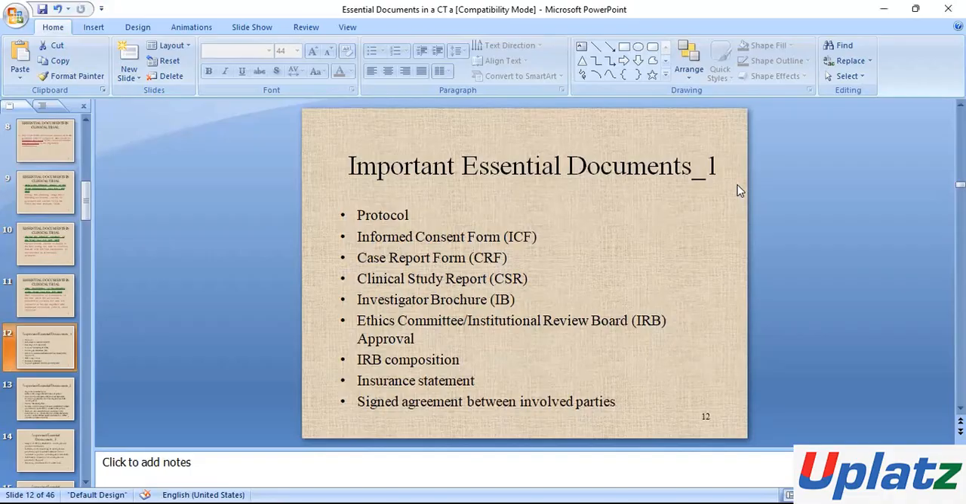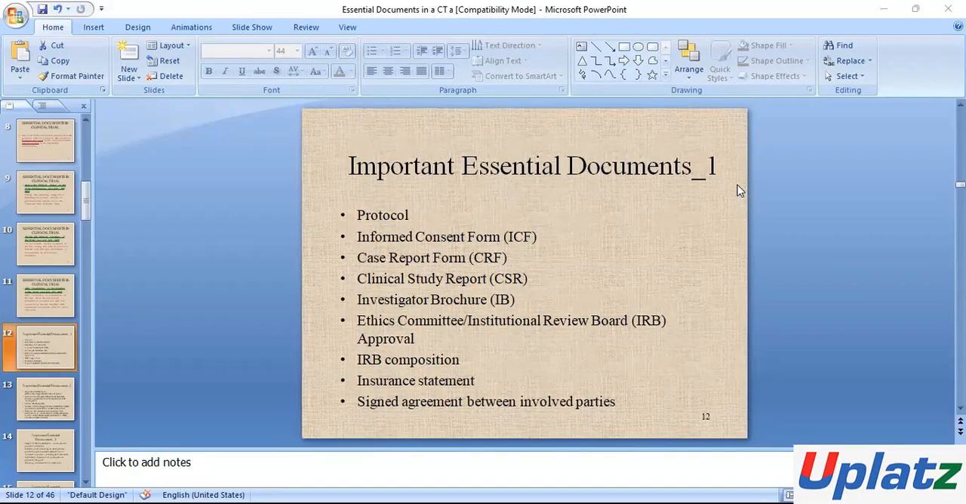Next is the investigator's brochure, IB. That is a document which provides a comprehensive overview of the medicinal product or device under investigation in the clinical trial. It is usually prepared by the sponsor of the study and it is intended to provide essential information to the investigators involved in the study. Next is ethics committee or IRB approval.